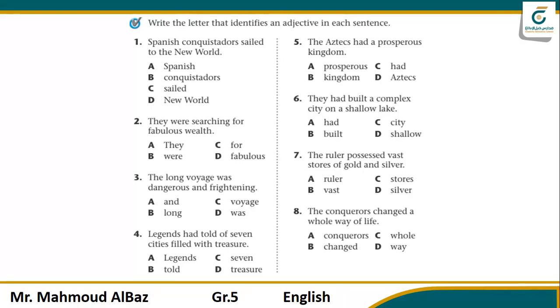7, ruler, stores, vast, silver. Which one? The ruler possesses vast stores of gold and silver. Yes, exactly, the word vast. 8, change it. Yes, that's correct. It's a whole. It's an adjective. That's it, guys. So let's get started with our lesson today.